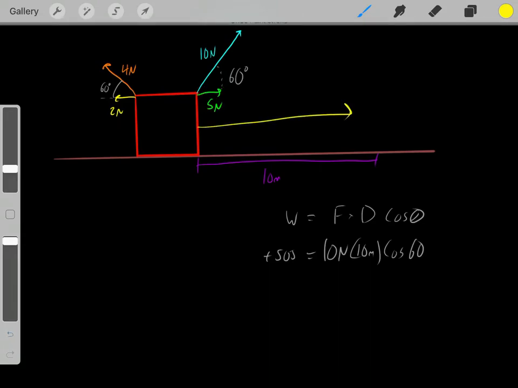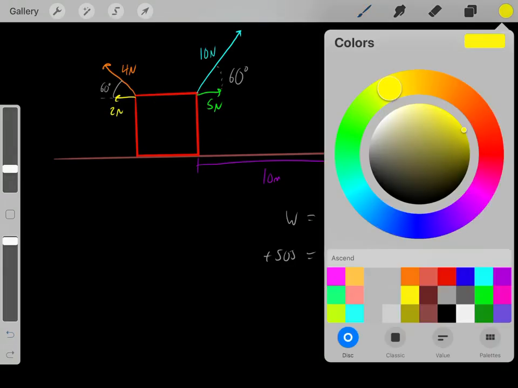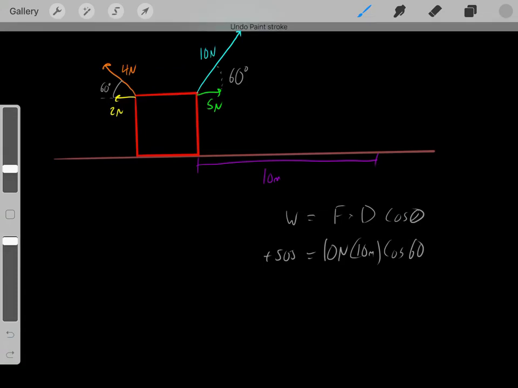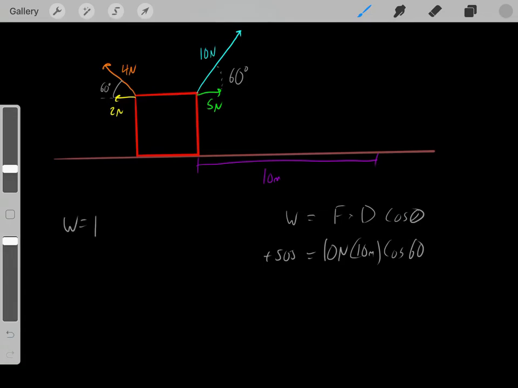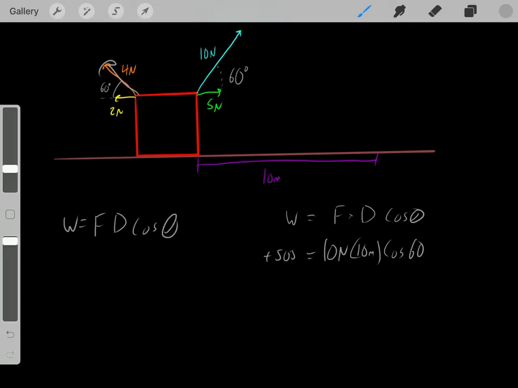So therefore, this is positive work that was done on the object, while this is negative work that was done on the object. So how much negative work was done? This 4 Newton force, how much negative work did it do? Well, you can simply use this equation. The work done equals the force times distance times cosine theta, where theta is the angle between the direction of motion and the directed force.